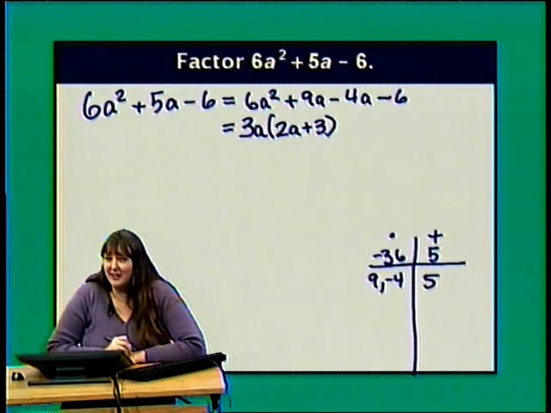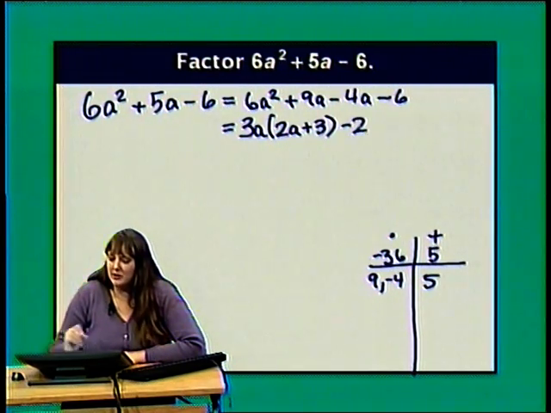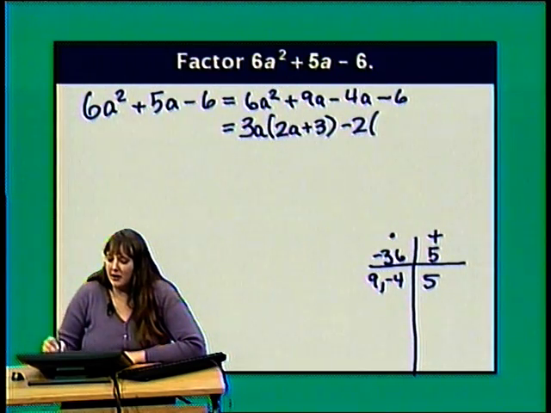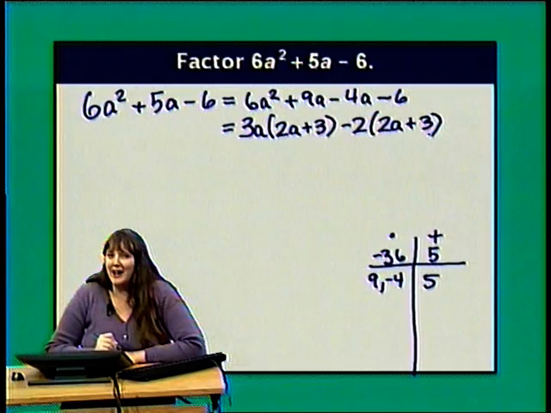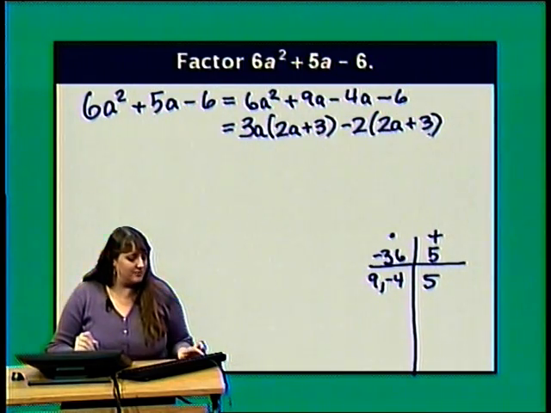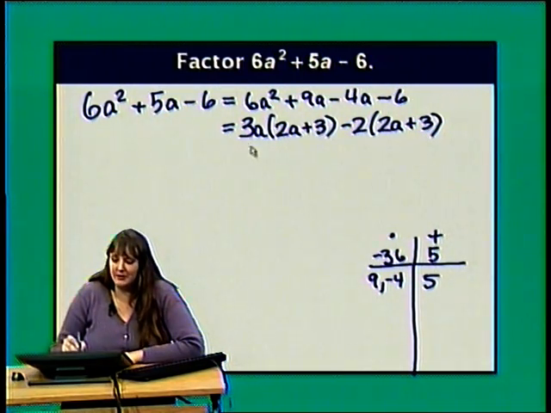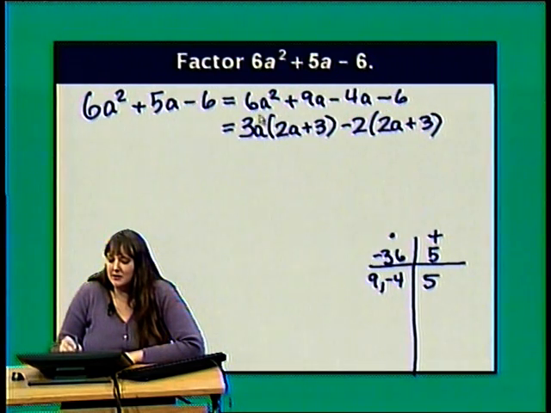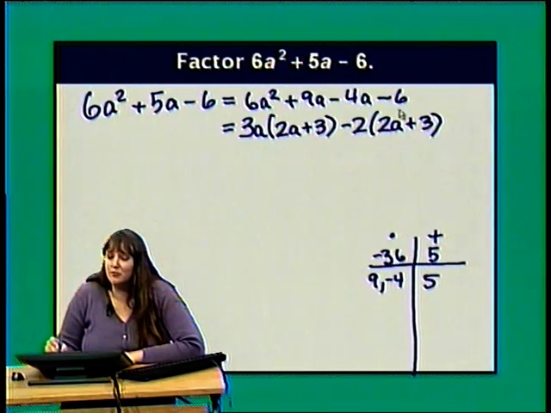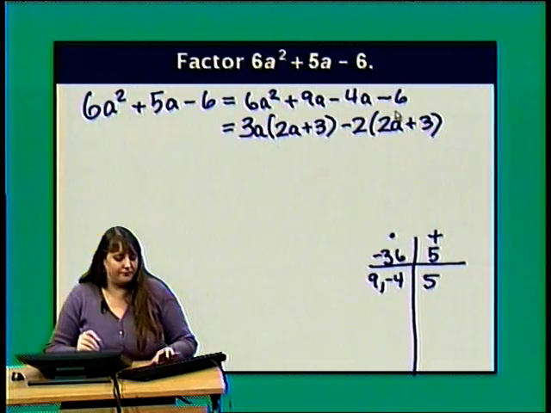I want to pull out that negative as well. So I'm going to pull out negative 2, which leaves behind 2a plus 3. I have the same binomial factor. Let's make sure I really did factor these correctly. 3a times 2a, 6a squared. 3a times 3, 9a. Negative 2 times 2a is negative 4a. Negative 2 times positive 3 is negative 6.